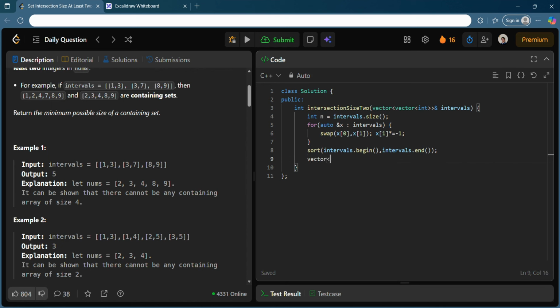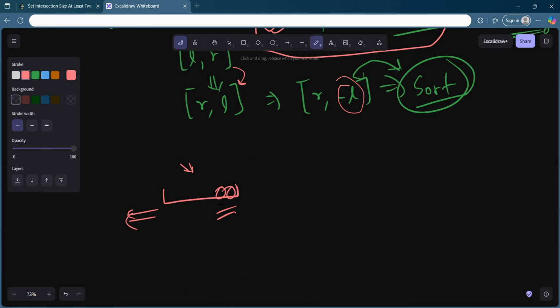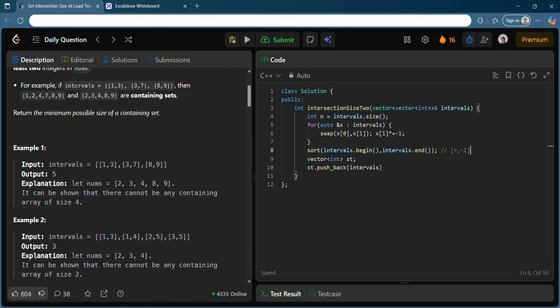So what you do, you keep your vector answer, or you call it set, a vector of set. Since the definition is containing set, that's why I just keep the name as set. So you can do simple things like set dot push back, and you want to select the last two elements. Note that intervals now have the order not L to R, but something like R comma minus L. So if you want to add the last two endpoints, it will be nothing but R and R minus 1. So it will be the first element and the first element minus 1.